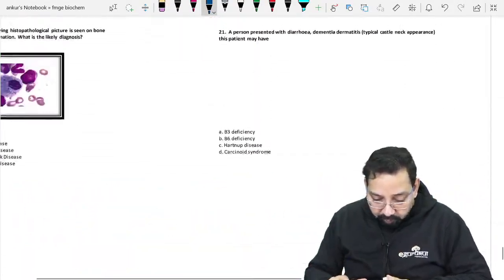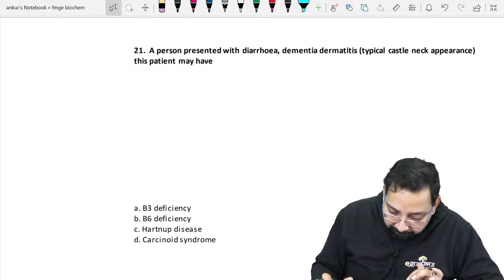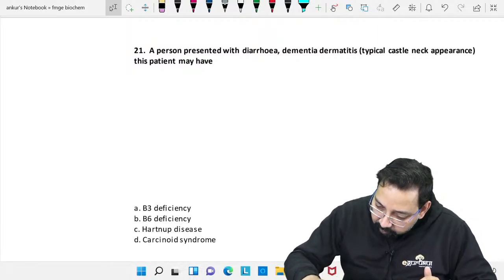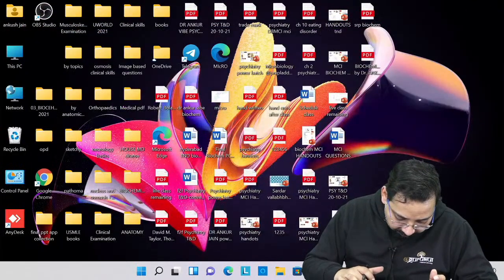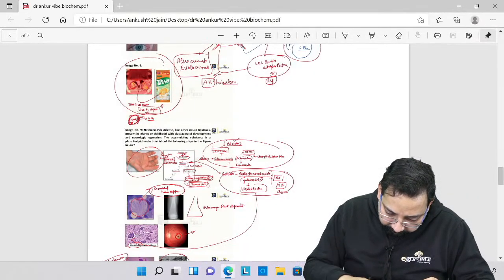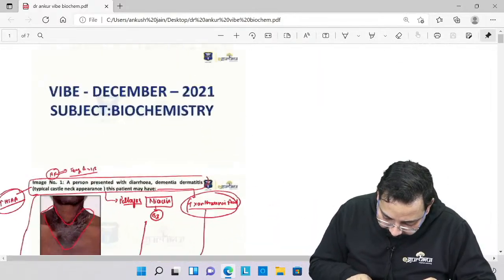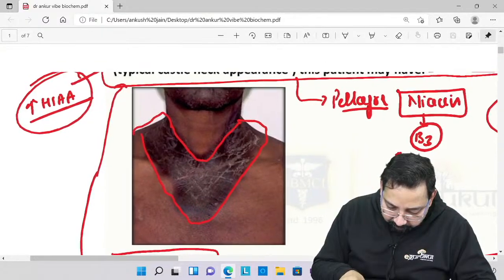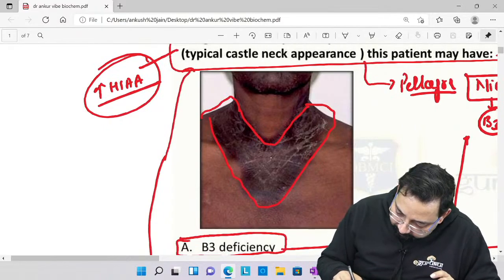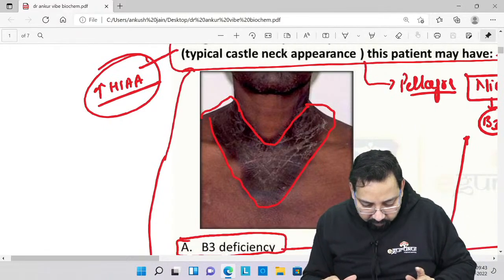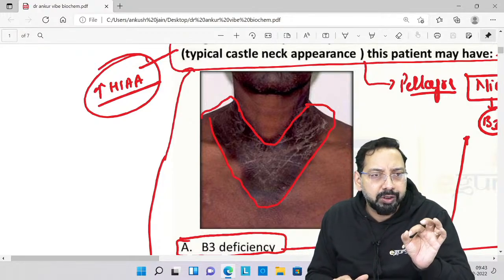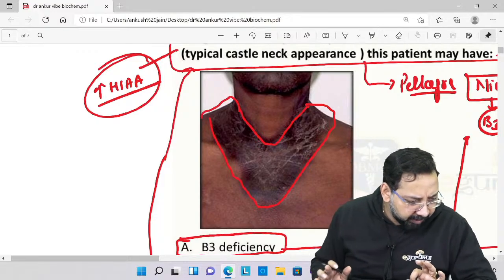So now look at this. This is the question which has been asked so many times in your exam. Yes, typical castle neck appearance. This is typical castle neck appearance. If you see, this is typical castle neck appearance. Clear? This diagram is given in most of the questions in NEET, AIIMS. Every time they are giving the same question.